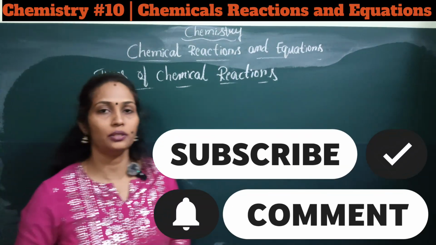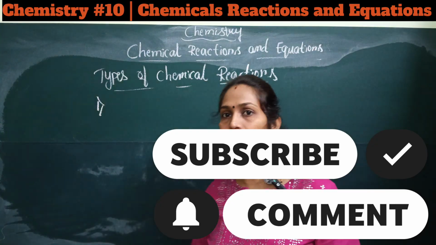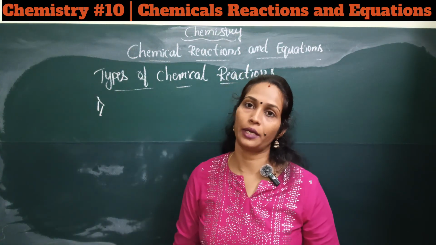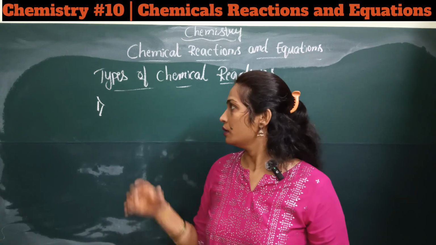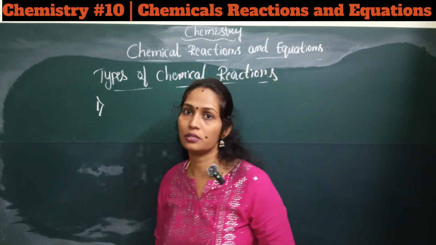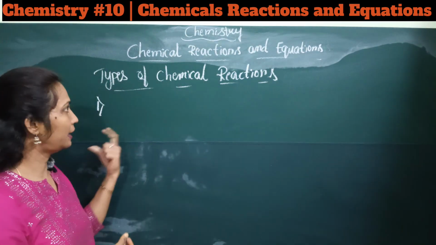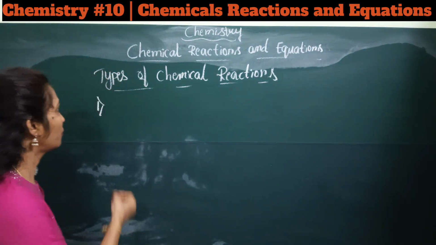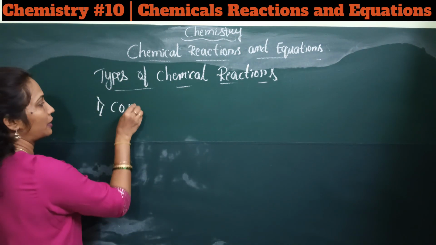Now we'll move on to the next session. How many types of chemical reactions are there? In the first video that I told you, many varieties of reactions are there in chemical equations. There are 5 types of chemical reactions. So what are those? First one is combination reaction.